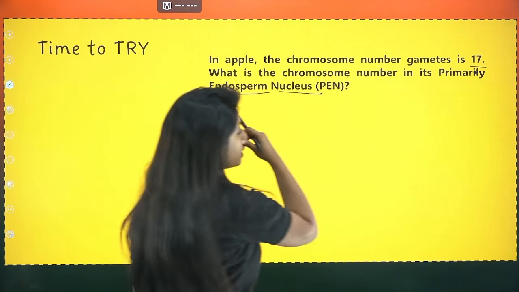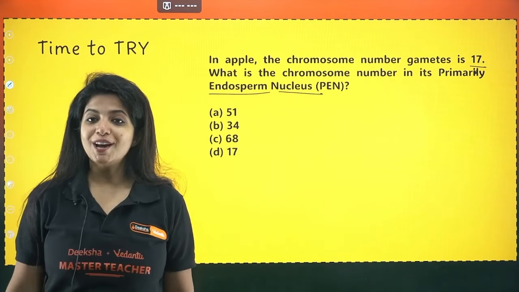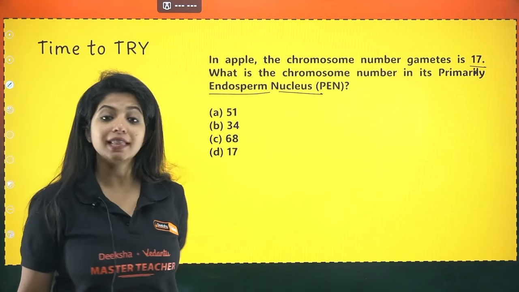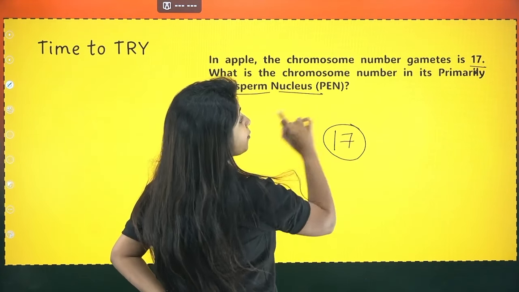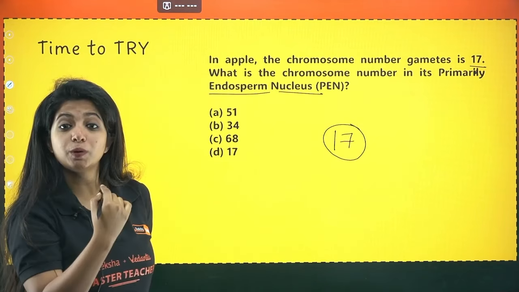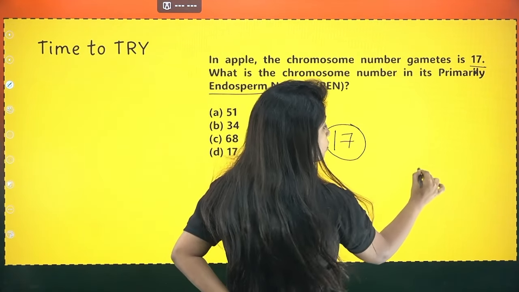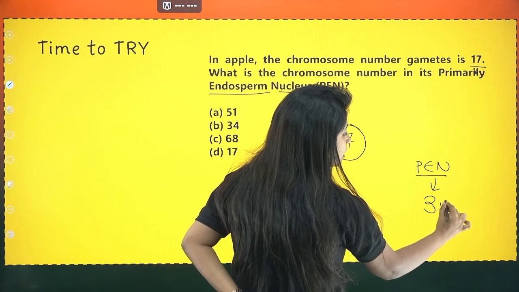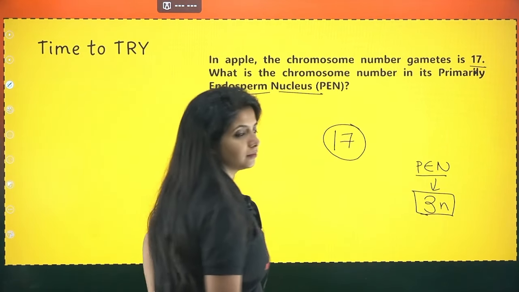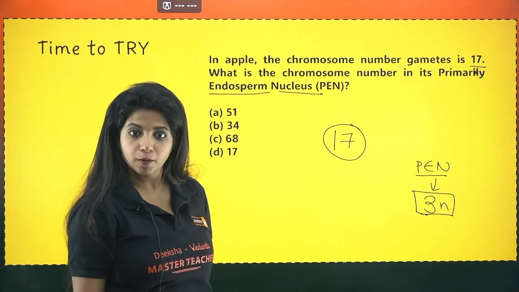What is the chromosome number in the primary endosperm nucleus? The number of chromosomes in the gametes is 17. Now we are asking about the primary endosperm nucleus. We all know it is triploid in nature, 3N in nature.